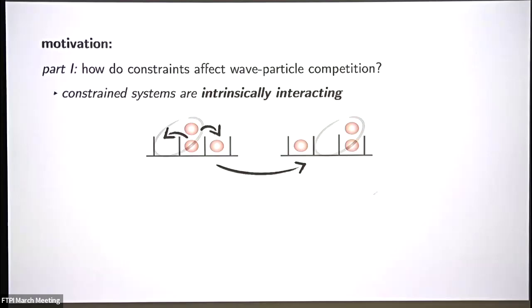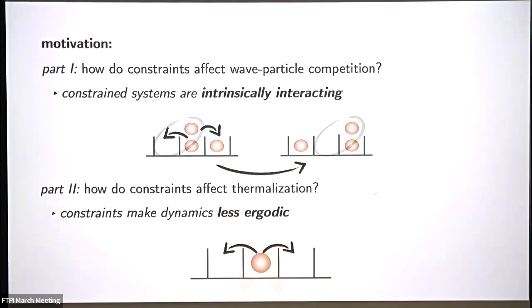Okay, and then in the second part of the talk, we're going to be looking at how constraints like this affect thermalization dynamics. I think it's relatively easy to imagine that when you start imposing constraints like this, you're going to make the dynamics less ergodic, and you're going to slow down motion of particles. Understanding exactly how that works is going to occupy the second part. Cool. Okay, so first part, equilibrium physics.